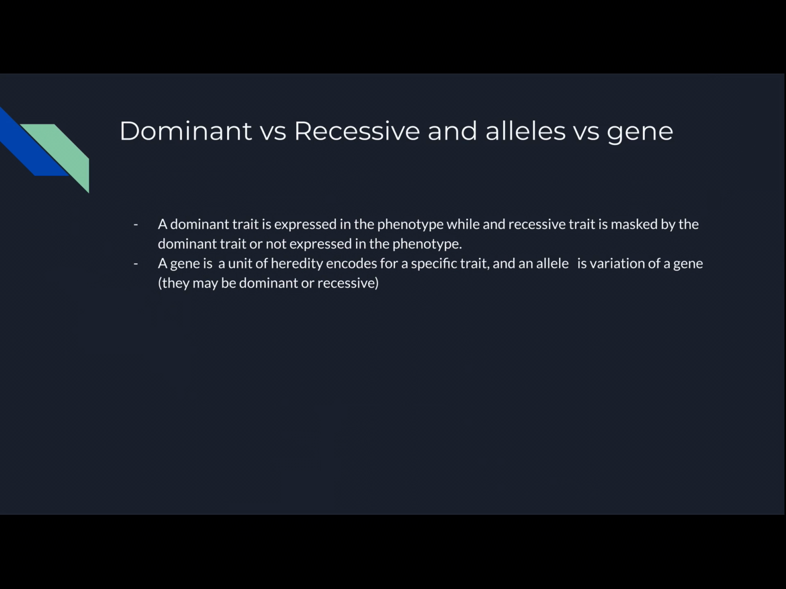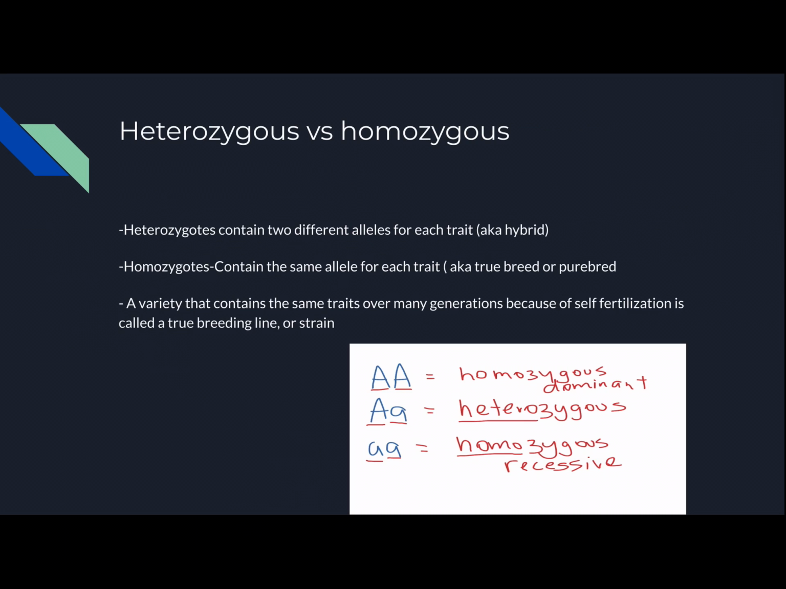And then an allele is a variation of a gene. So let's say we're working with eye color. Your mother might have blue eyes and your father might have green eyes. They're essentially just variations of a gene. And so heterozygous versus homozygous. Heterozygotes contain two different alleles for each trait, so essentially one dominant and one recessive. They're also known as hybrid. Homozygotes contain the same allele for each trait, also known as true breed or purebred. So homozygotes can be homozygous recessive or homozygous dominant.